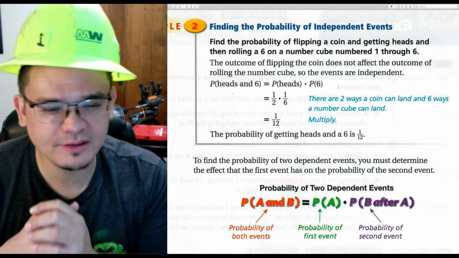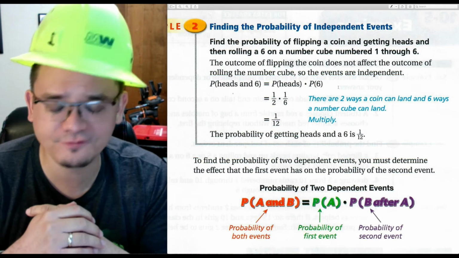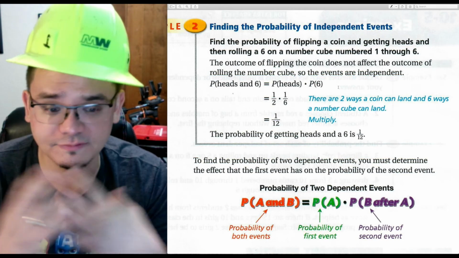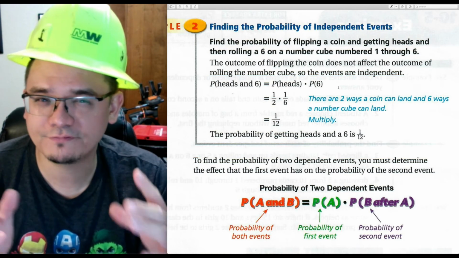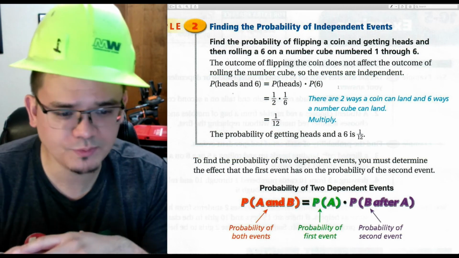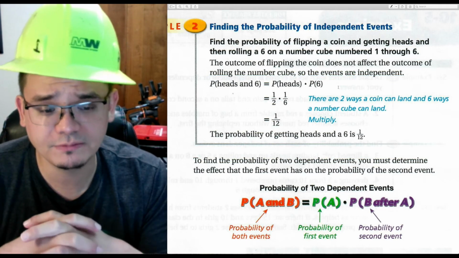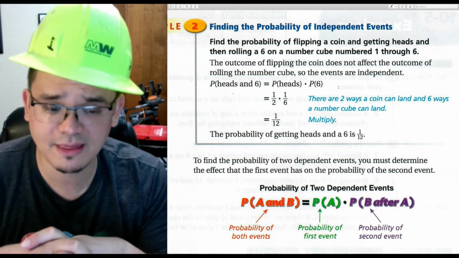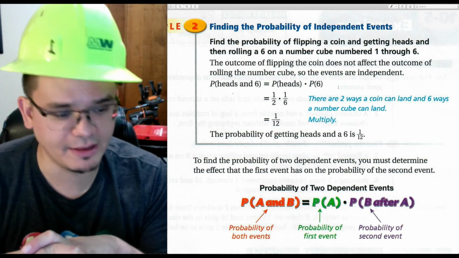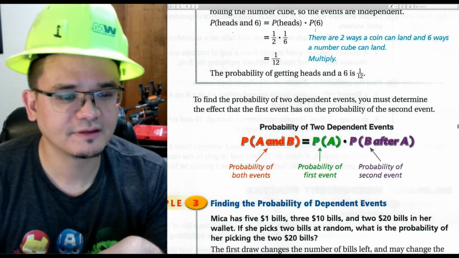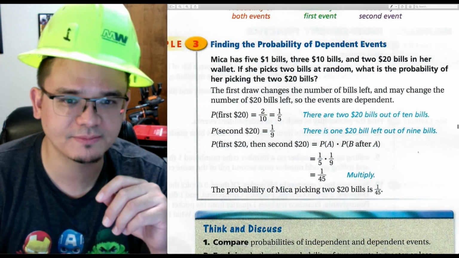To find the probability of two dependent events, you must determine the effect that the first event has on the probability of the second event. So if there is an effect, you have to figure out what that effect is first. So probability of two events: we have a fancy probability of A and B is P(A) times P(B after A). That's not super mathy in the way that they describe it, but let's talk about it, okay?